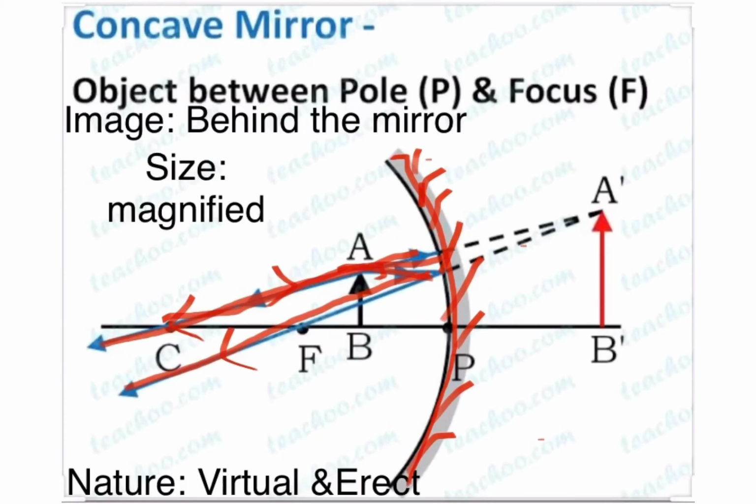So we have to extend these rays backward. This ray is extended like this and this ray is extended like this, and you can see that they both are meeting here. So this is the virtual and erect image of object AB which is obtained behind the mirror, and you can see that it is a magnified image.